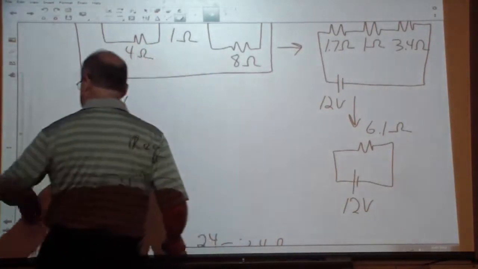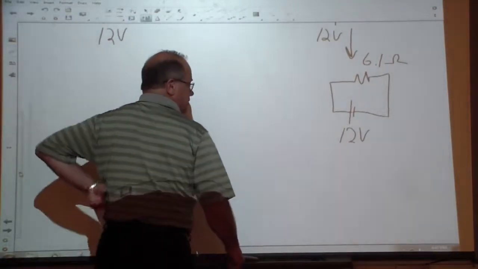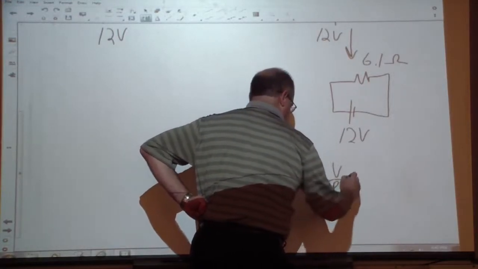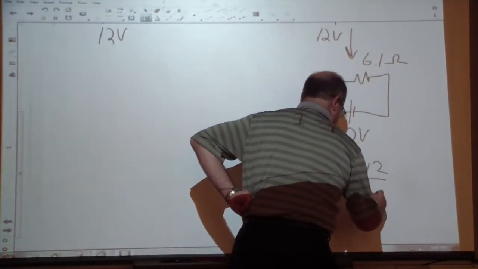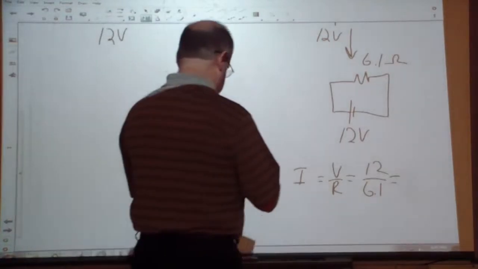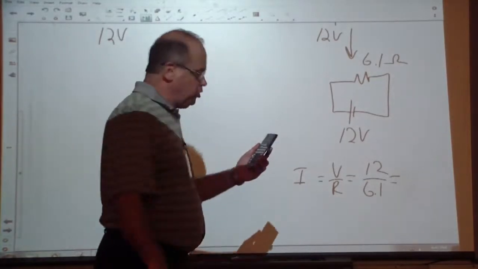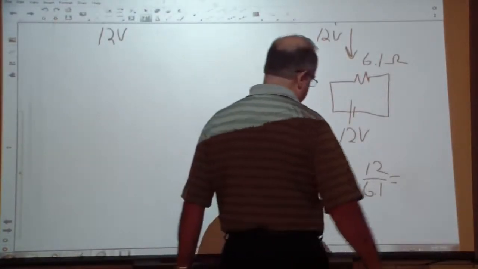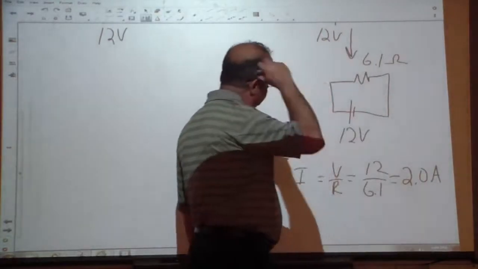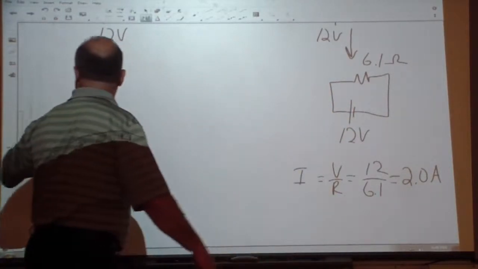Get your total current. Do that. It's 1.96, which rounds to 2.0. That's your total current. Okay. And that means, okay, let's go on that. Good.